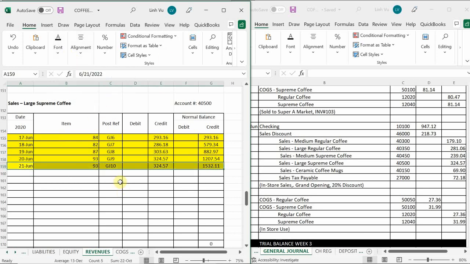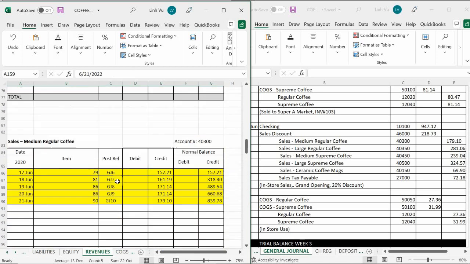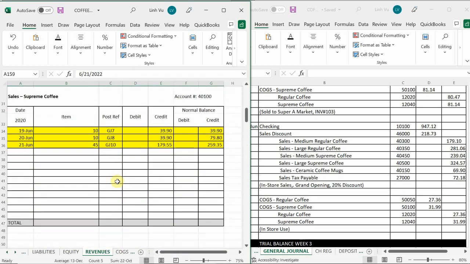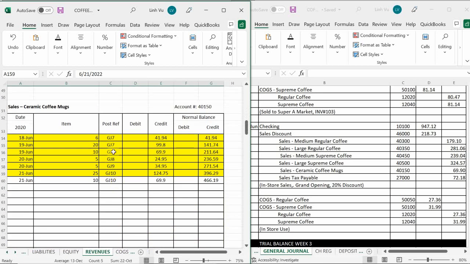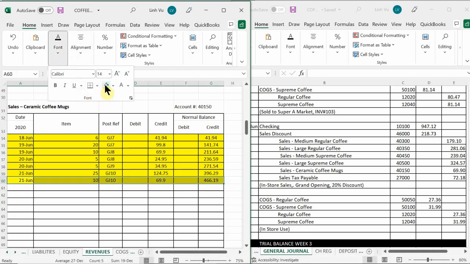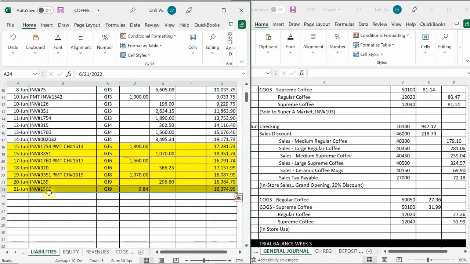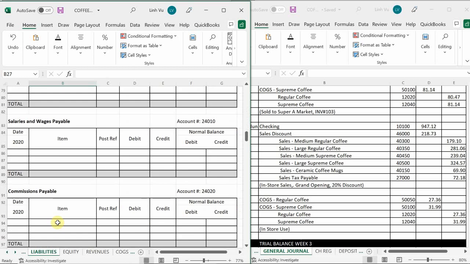Okay. We also sold our ceramic coffee mugs for $69.90. That's correct. And we also charged sales tax for $72. So is that correct for sales tax?